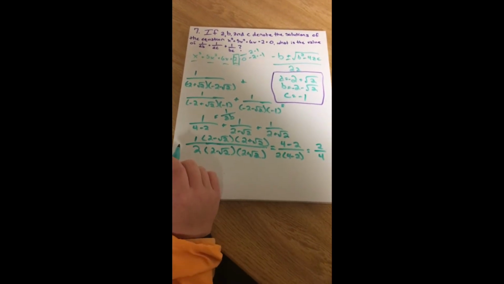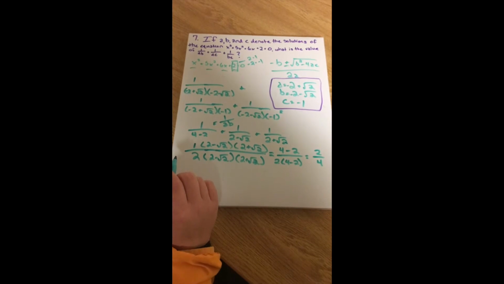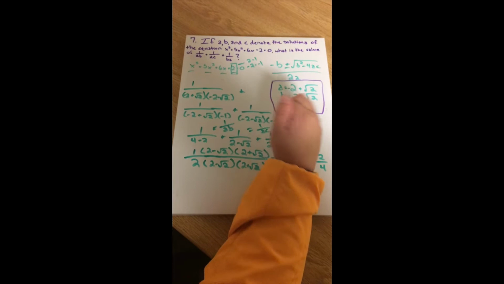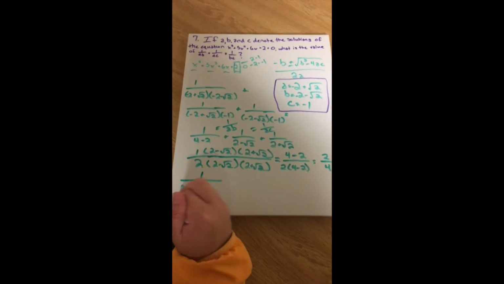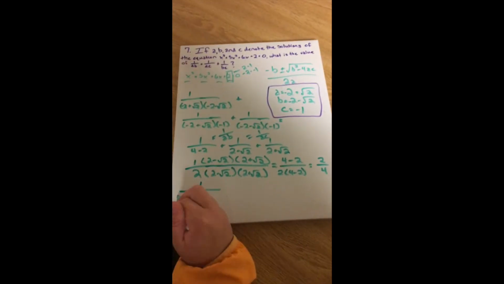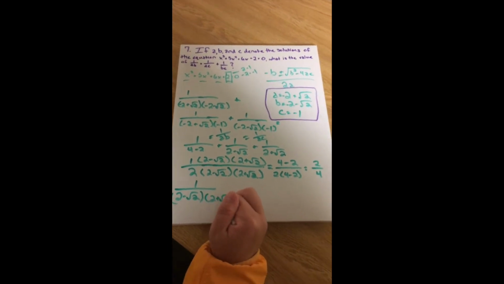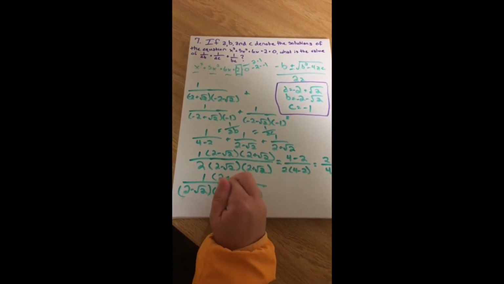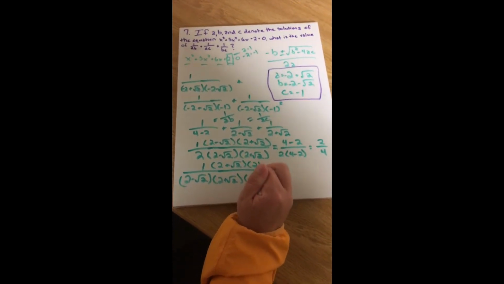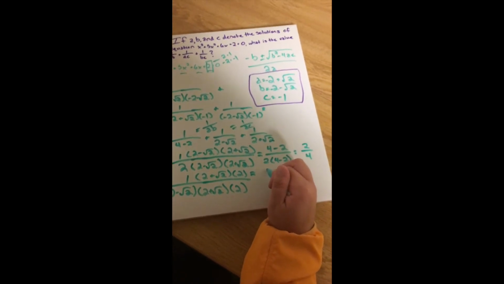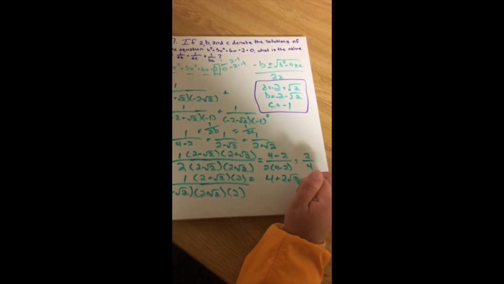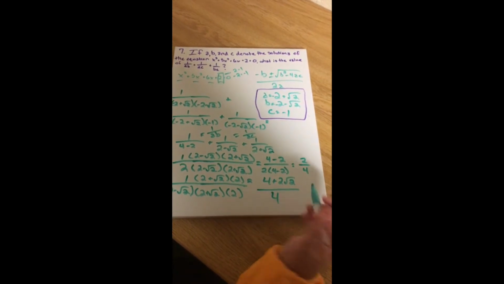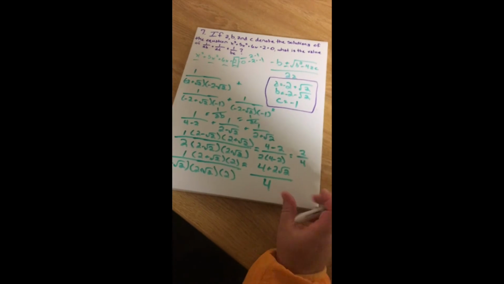So then you have to do the same with this one. So this one is 1 over a times c. So here you just have to multiply by 2 plus root 2 as well as the 2 from the 1/2. You have to multiply the same thing up here. So for the numerator, you get 4 plus 2 root 2 over 4, because all these denominators are going to equal the same thing.